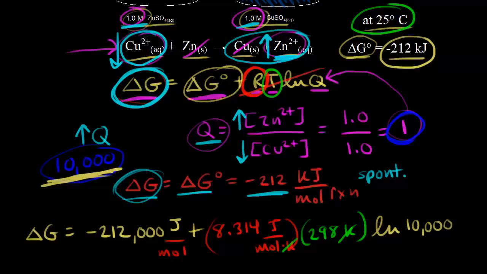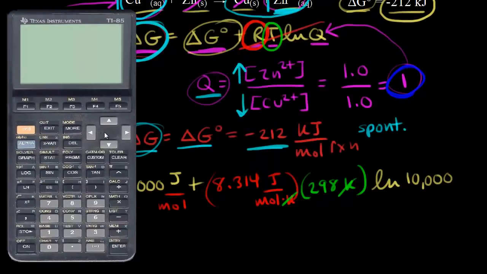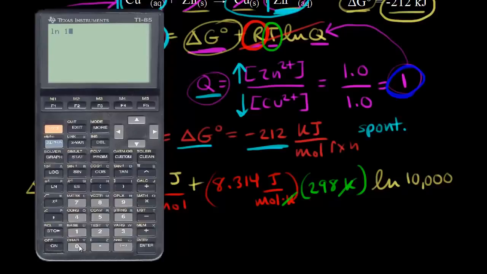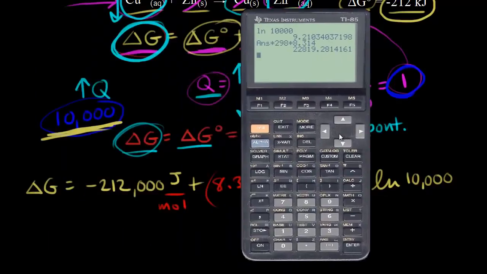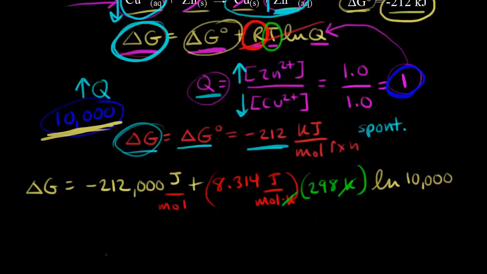So at this moment in time, what is delta G? What is the instantaneous change in free energy between our reactants and our products? So we need to do that calculation here. So let's find the natural log of 10,000. We're going to multiply that by 298, and we're going to multiply that by 8.314. And we're going to add that number to negative 212,000. So we get that delta G is equal to negative 189.2, let's say, kilojoules. So I'll make that into kilojoules. So delta G is equal to negative 189.2 kilojoules per mole.